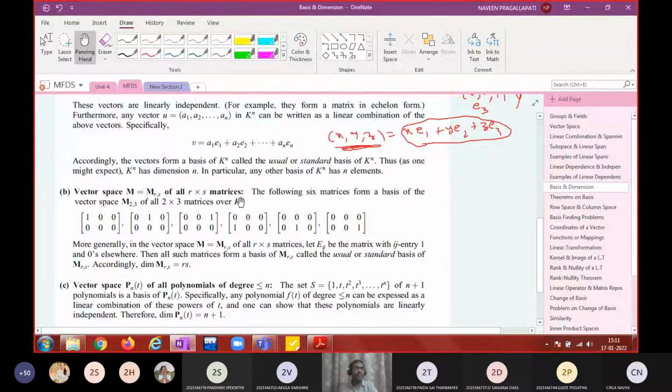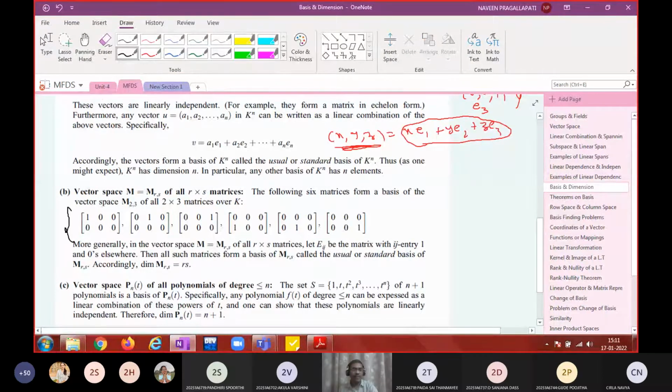Can you tell me? What is the dimension of this space M? How many vectors are there in its basis? What is its basis? This one only, no?